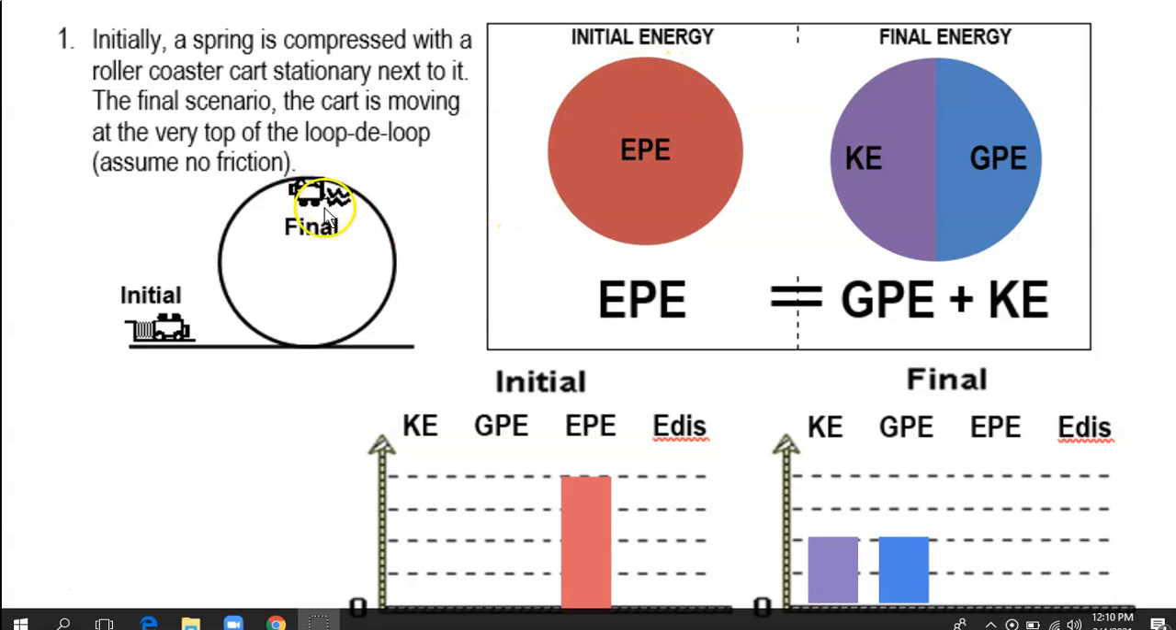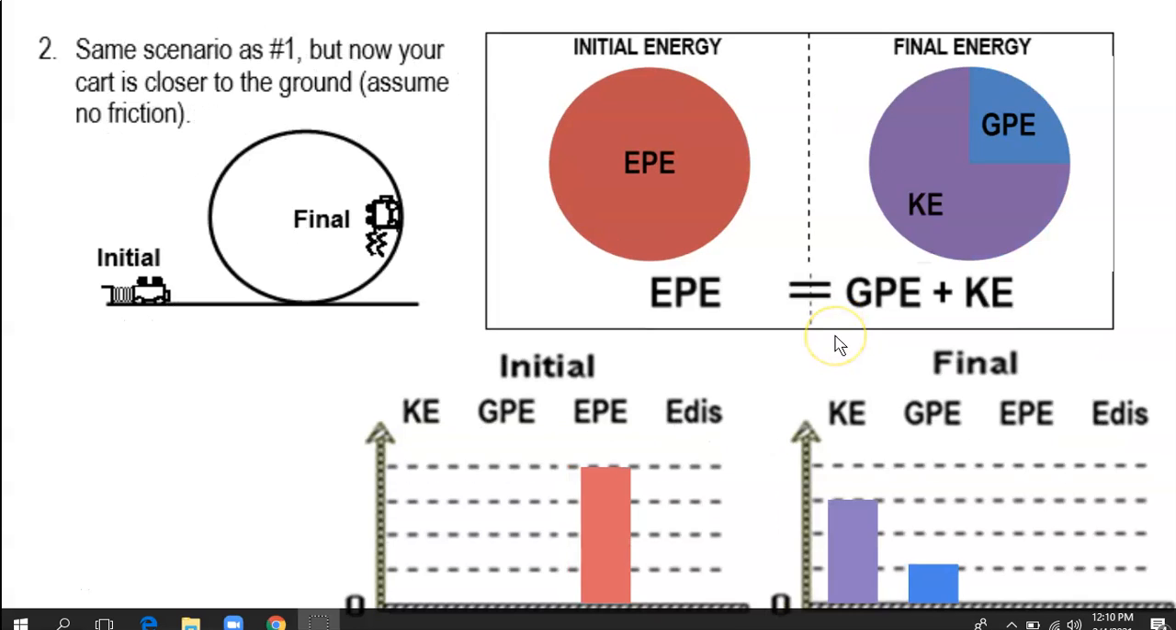In the final position, you notice that the cart is off the ground, so we gave it some gravitational potential energy, and it's moving, so we gave it some kinetic energy. Notice that we say the amount of energy in the initial position is equal to the amount of energy in the final position. And that's also what we see with these energy bar graphs. We gave it 4 bars of elastic potential energy. 4 bars. And on the right, we also have 4 bars, but we've split them: 2 kinetic energy and 2 gravitational potential energy.